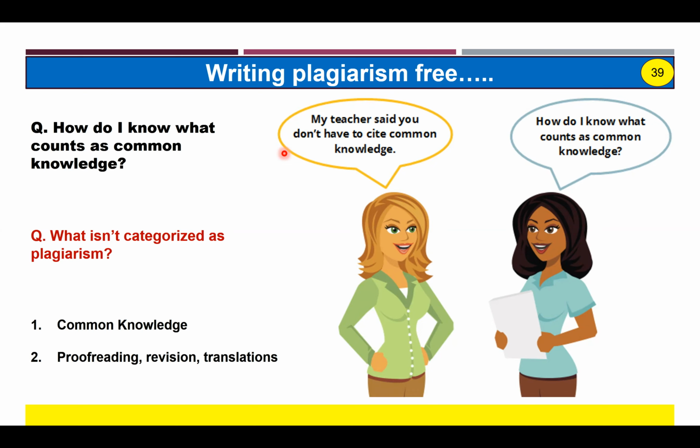So there are two main components: one called common knowledge, and the second called proofreading, revision, and translations. These are the two things that do not fall under plagiarism. So if you want to make it plagiarism free, then these things will not be counted. You need to consider the other things. Okay. And that's where the question comes: how do I know what counts as common knowledge, right?